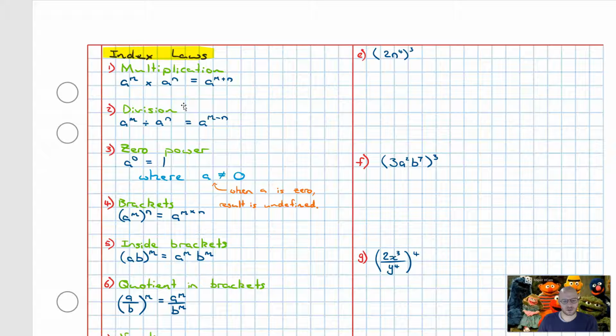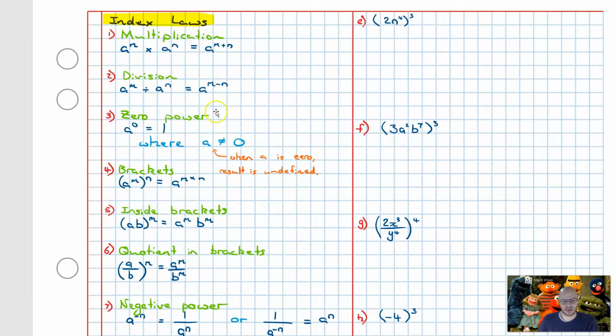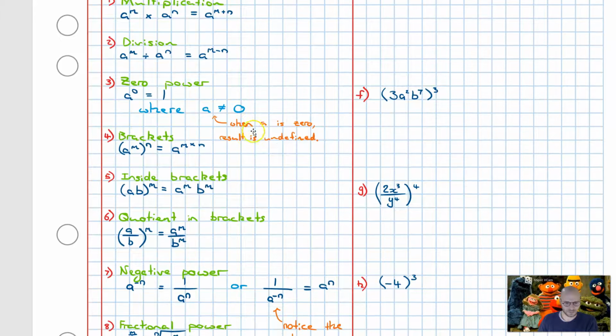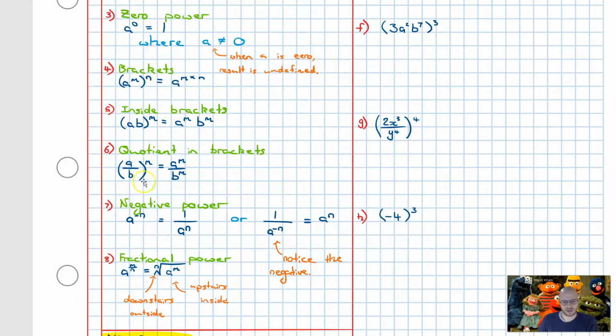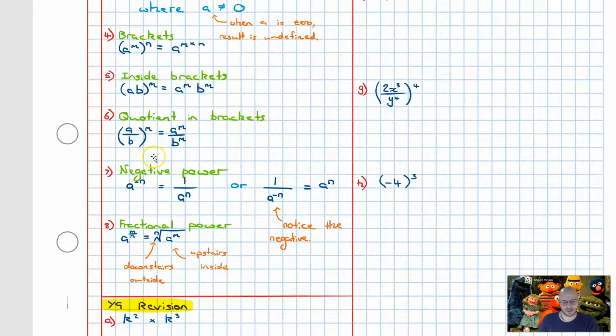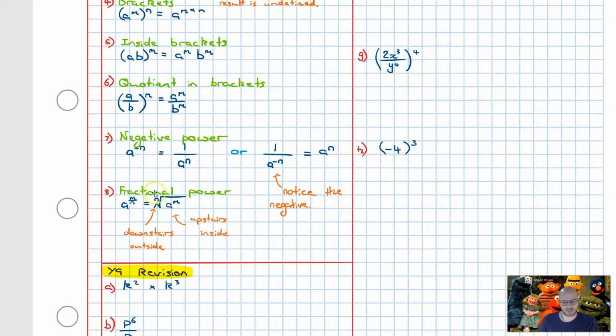and Year 8 algebra. Moving down, we have unintuitive stuff like the zero power rule, in that if you have a to the power of 0, it's going to be 1, unless of course your value of a is 0, in which case it doesn't work. Going down, we have stuff that we probably forgot. So I've got brackets that have been raised to a power, how we deal with those. We have situations where we've got factors inside a bracket raised to a power. We have quotients raised to a power. And then we have some unfamiliar territory where we've got negative powers and fractional powers.